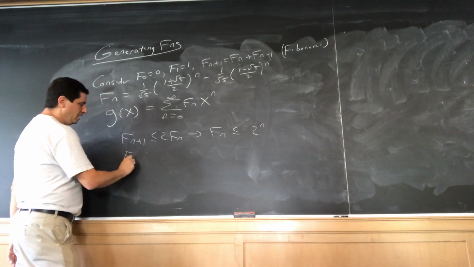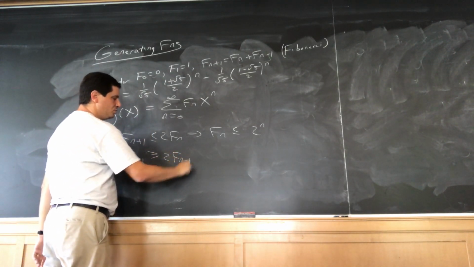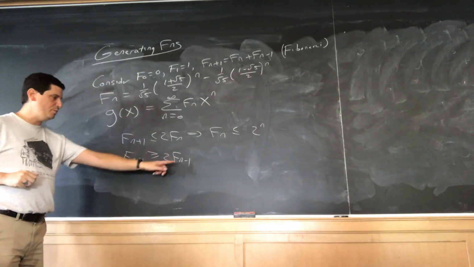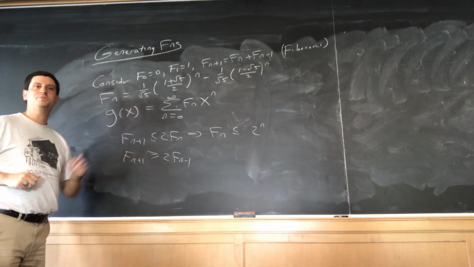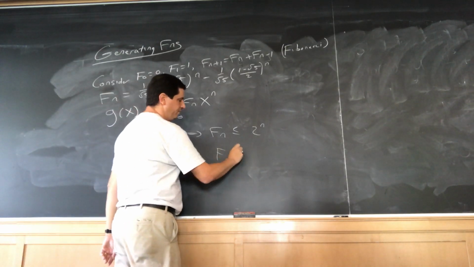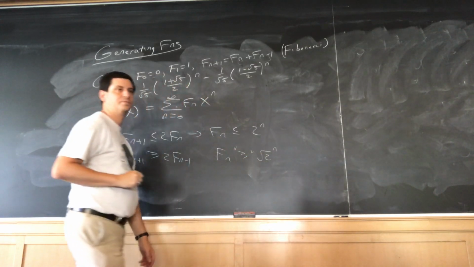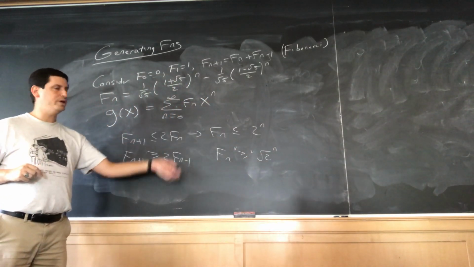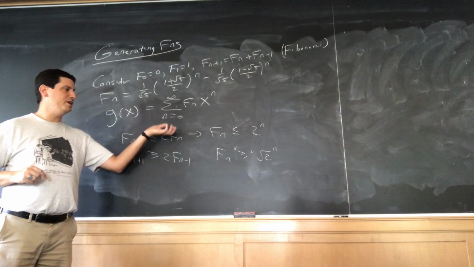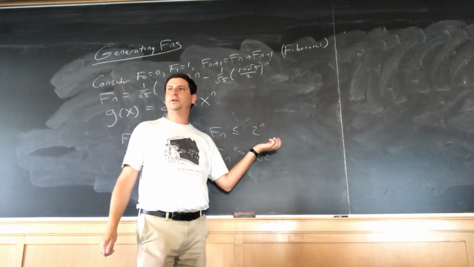But we also know f(n+1) is greater than or equal to twice f(n-1). So every time we increase n by 2, we increase by at least a factor of 2. And that will get us a lower bound, f(n) is greater than or equal to the square root of 2 to the n. So we're doing these very quick calculations. The Fibonacci numbers are growing faster than root 2 to the n, but slower than 2 to the n.